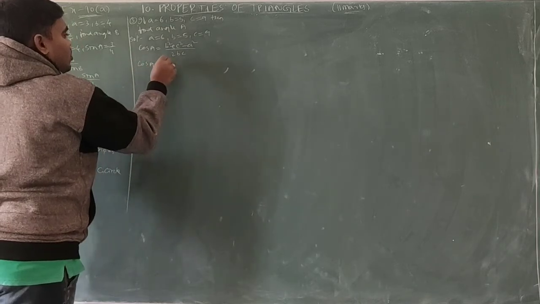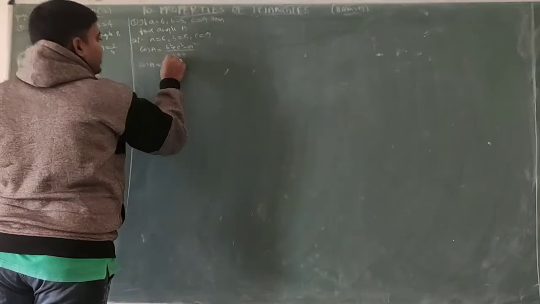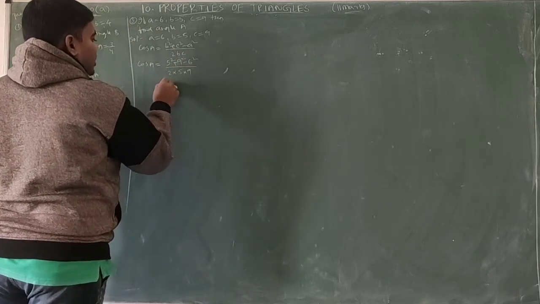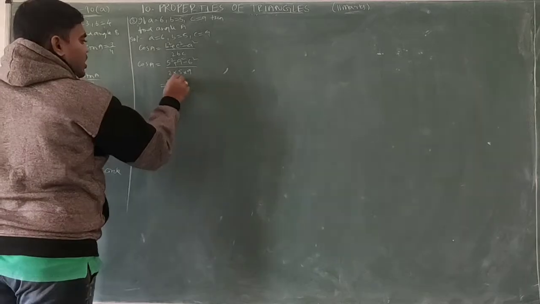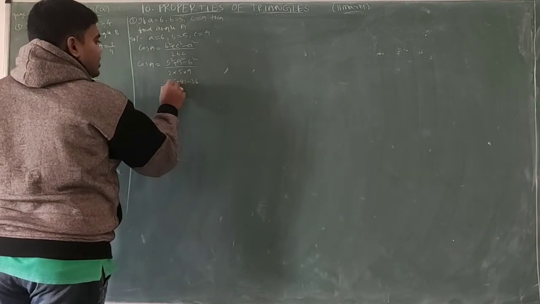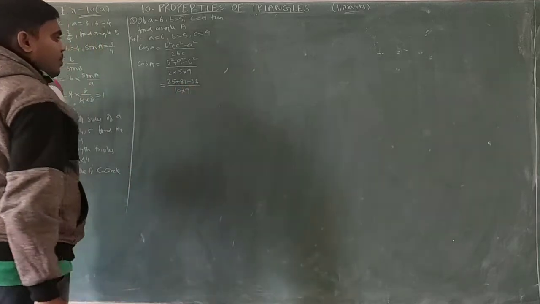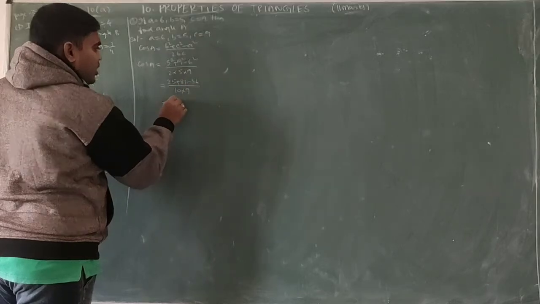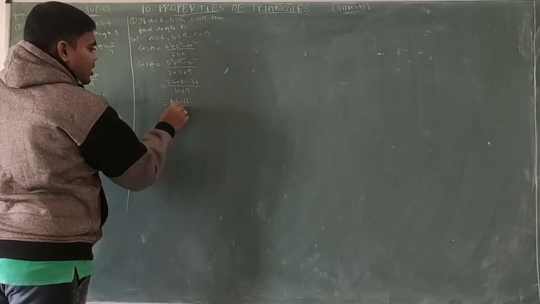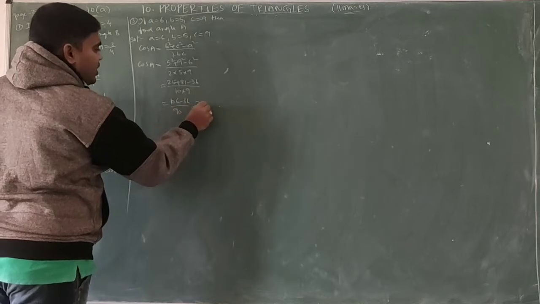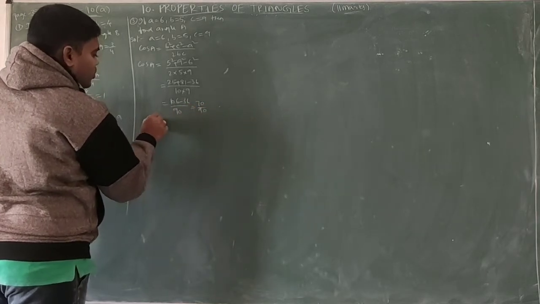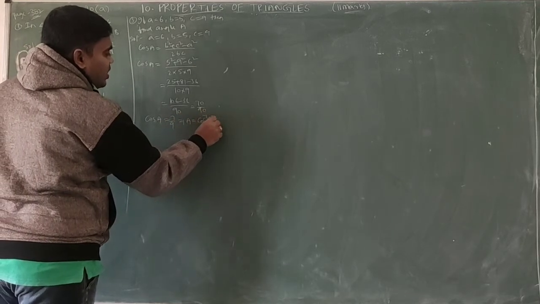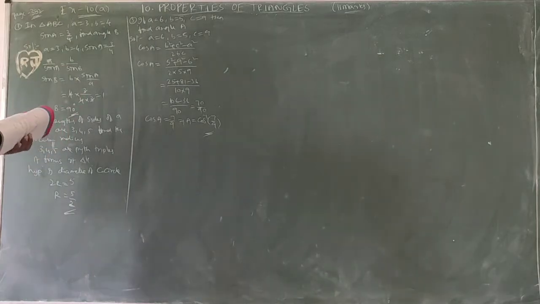So cos A equal to b square plus c square minus a square by 2bc. Cos A equal to 5 square plus 9 square minus 6 square, by 2 into 5 into 9. 5 square is 25, 9 square is 81, minus 36, by 10 into 9. 25 plus 81 is 106, minus 36 by 90. So 70 by 90, 0 0 cancel. Cos A equal to 7 by 9. A equal to cos inverse 7 by 9. So this is the answer.